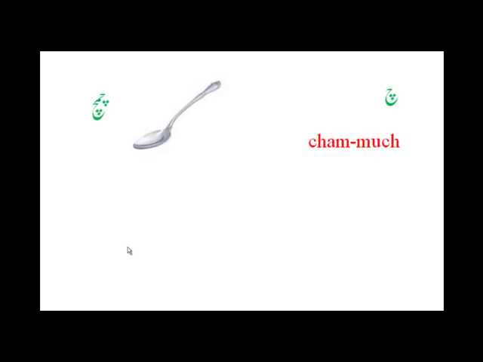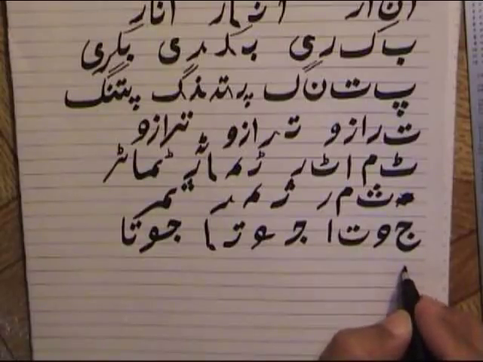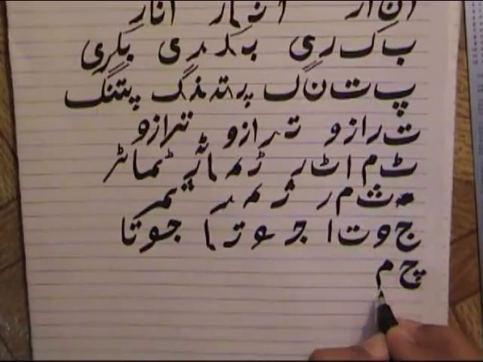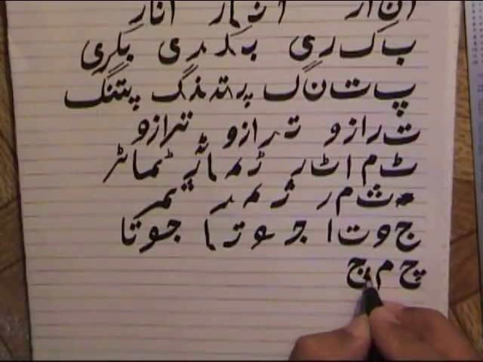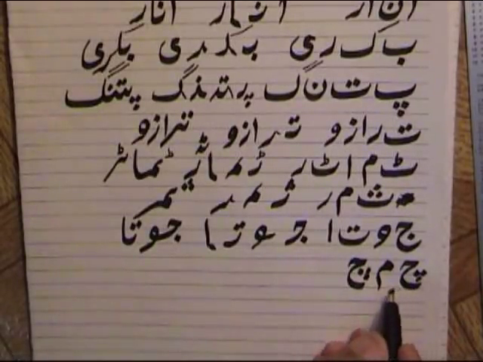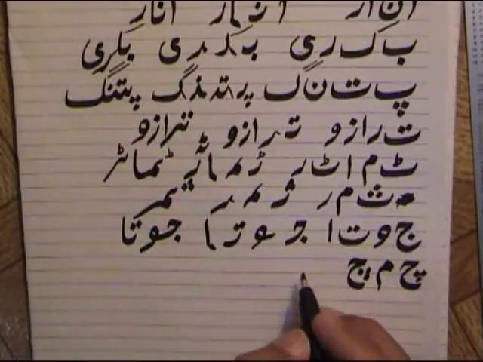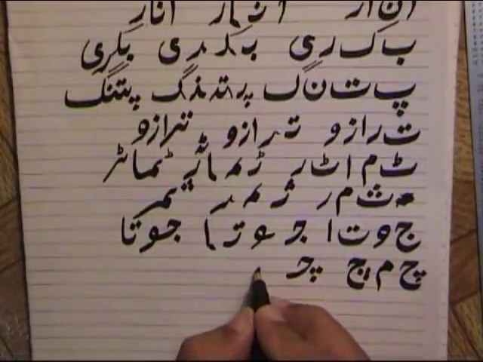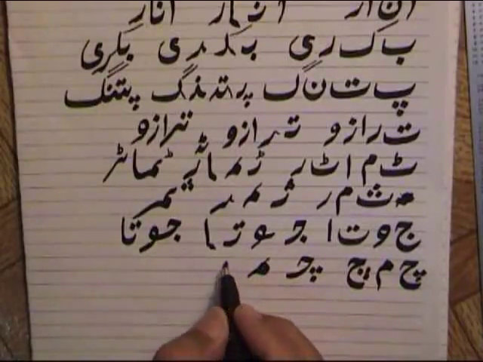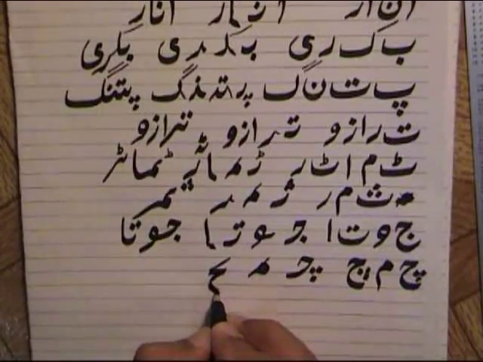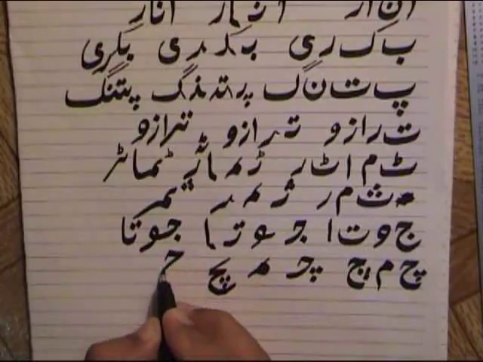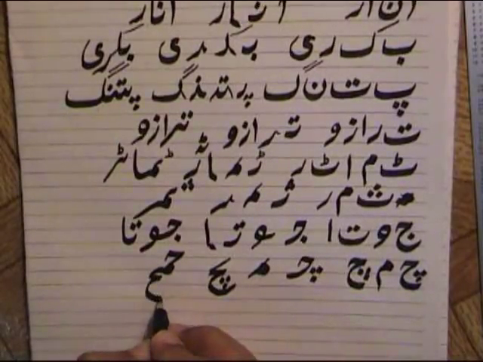Che Chamach, spoon. Che Chamach. So in Chamach, we have Che sound, meme sound, again Che sound, Chamach. So Che is connector, meme is connector, so we'll make it one group. So this is initial position of Che, this is the middle position of meme, and this is the final position of Che. So when we connect them, it will be written like this, Chamach.